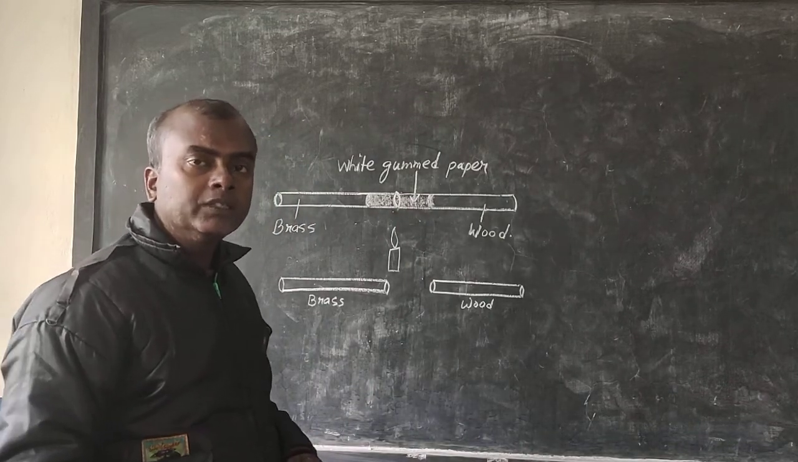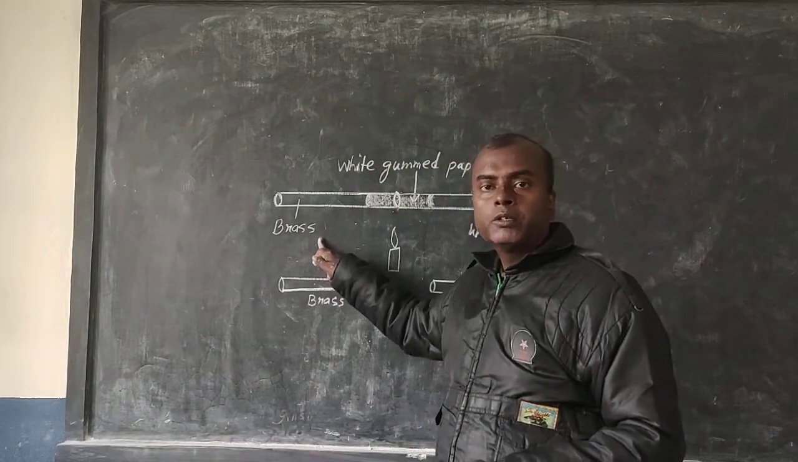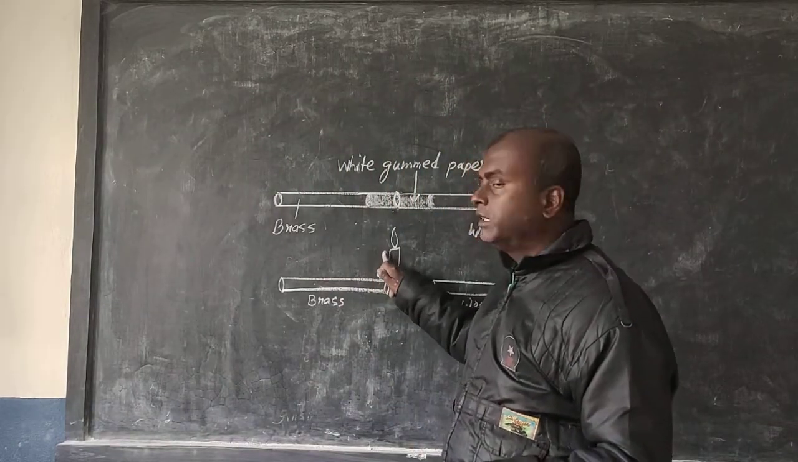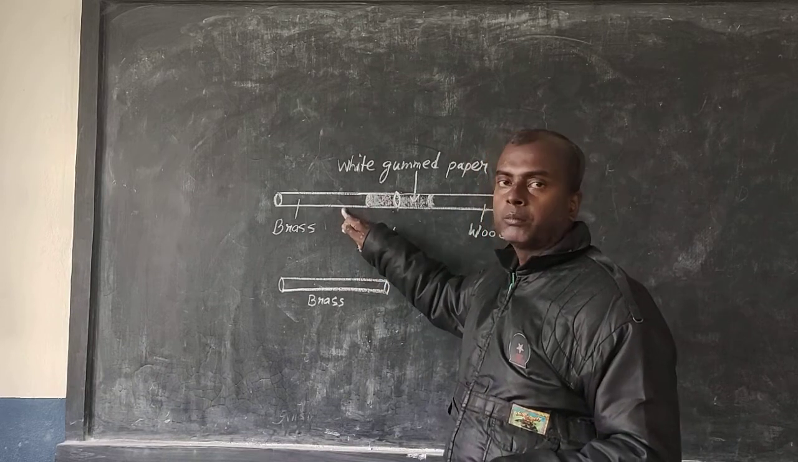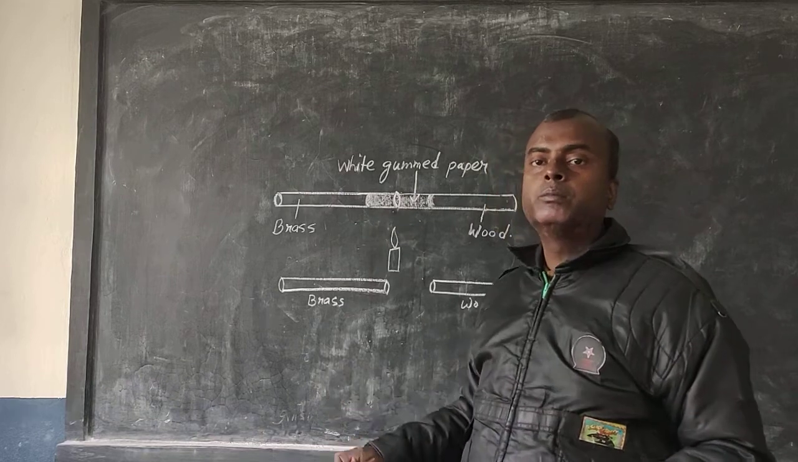Now the reason why this happens is that brass is a good absorber of heat, so most of the heat the brass will absorb. So the paper will not get the amount of heat which is needed for it to burn.